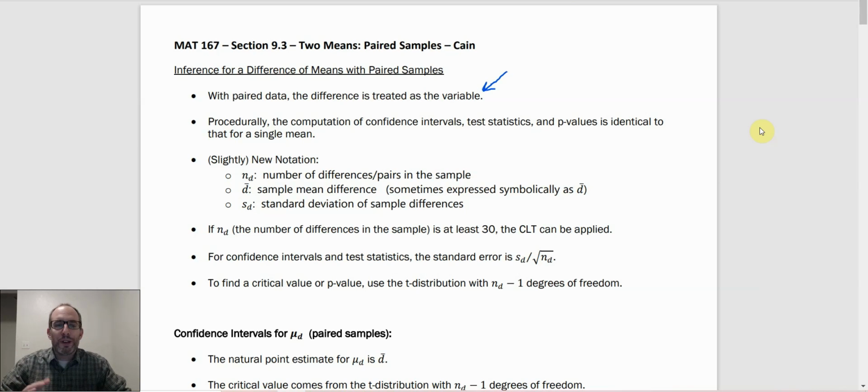The third thing: there is some new notation. Basically those D's and the subscripts, like how there's an N sub D and then an S sub D, the D just stands for difference. So, number of differences and standard deviation of differences.